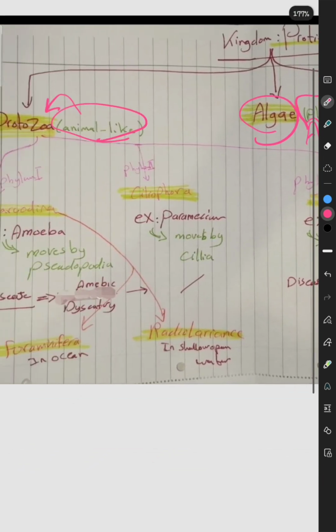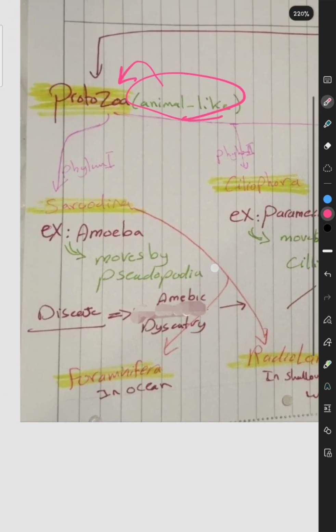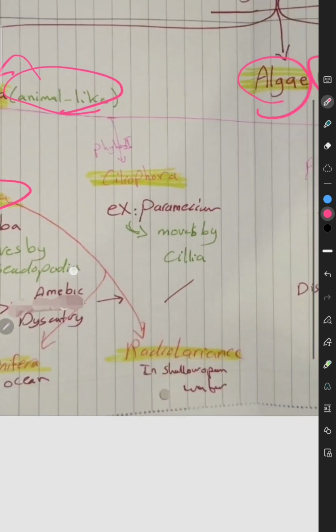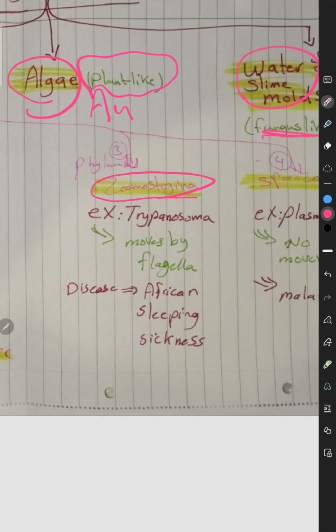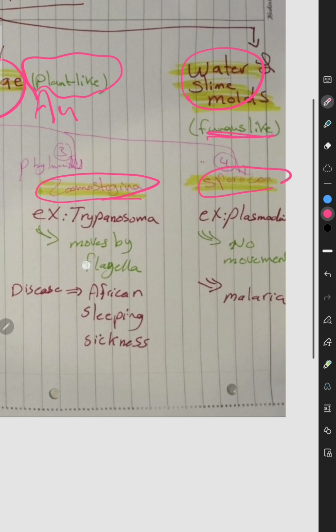Now let's talk about the phyla of Protozoa. Protozoa can be divided into four phyla. The first phylum is named Sarcodina. The second phylum is Ciliophora. The third phylum is Zoomastigina, and the last phylum is Sporozoa.